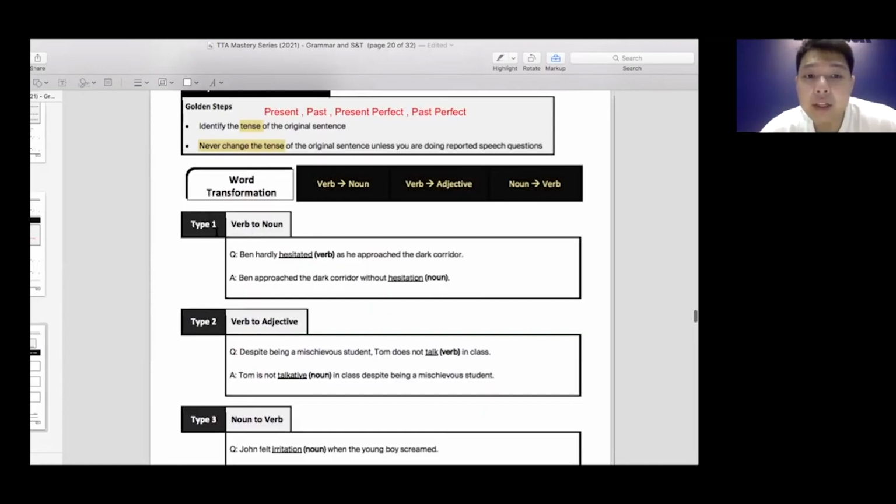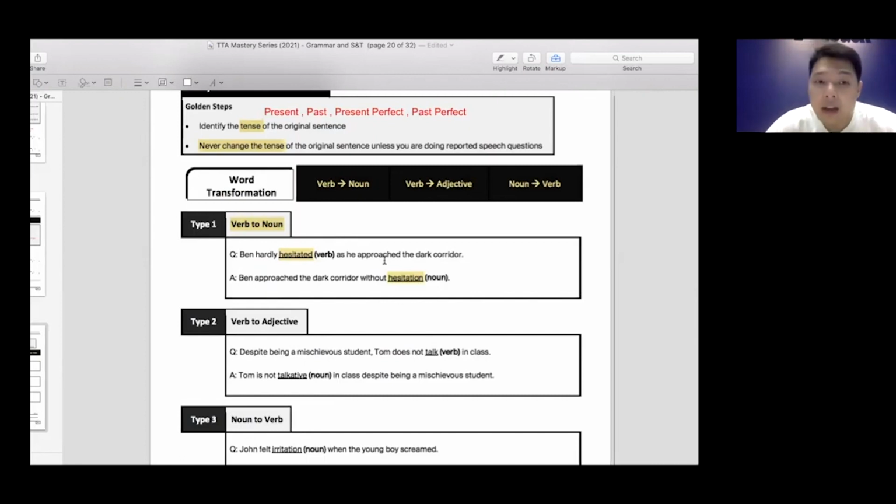So look at type 1 of word transformation, when you are changing verb to noun. For example, look at the question. This is the original sentence: Ben hardly hesitated. So hesitated is a verb, because it's an action. It's an action of hesitating. Ben hardly hesitated as he approached the dark corridor. If you want to change this, it's: Ben approached the dark corridor without hesitation. So I'm testing you whether or not you know how to change hesitated to hesitation.